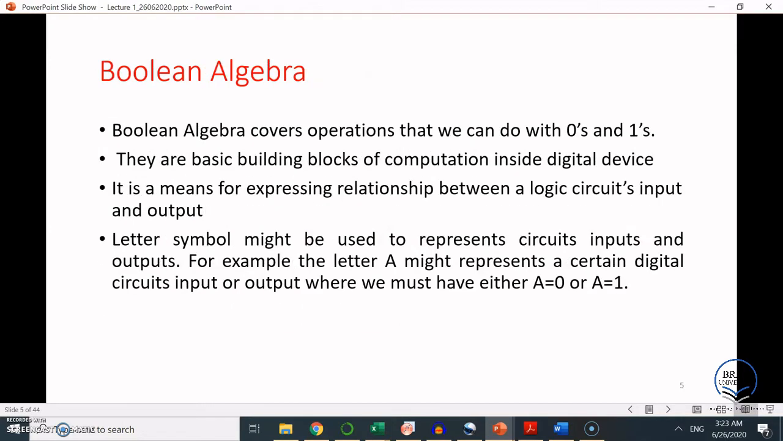It's important to understand Boolean algebra. Boolean algebra covers the operations that we can do with zeros and ones. They are basic building blocks for computation inside digital devices. It is a means for expressing the relationship between a logic circuit's input and output. Letter symbols might be used to represent a circuit's input and output. For example, the letter A might represent a certain digital circuit's input or output, where we must have either A equals 0 or A equals 1.